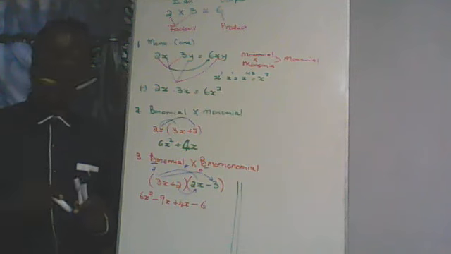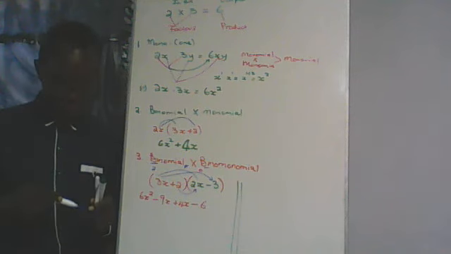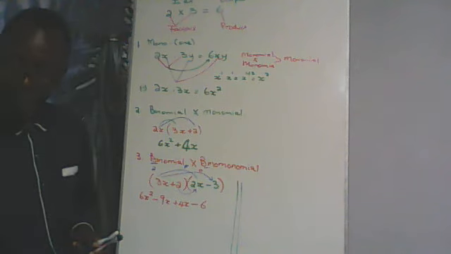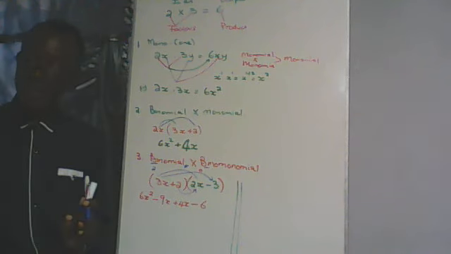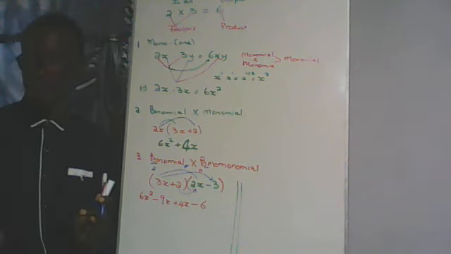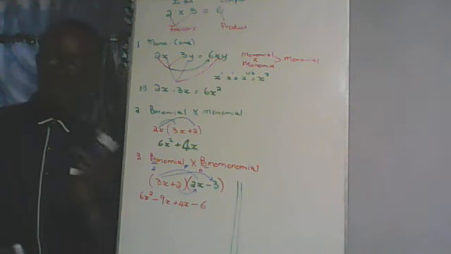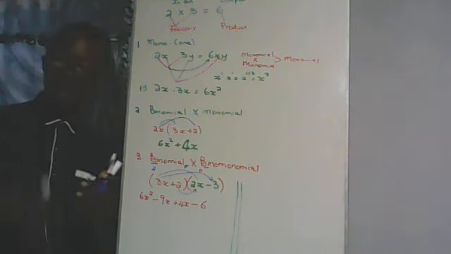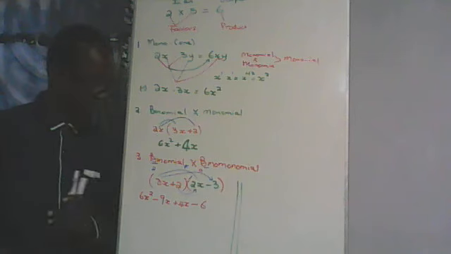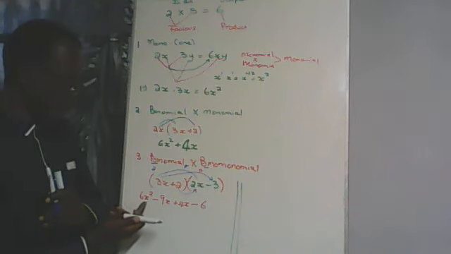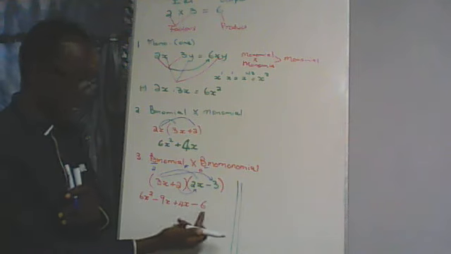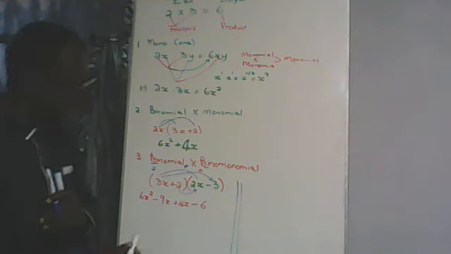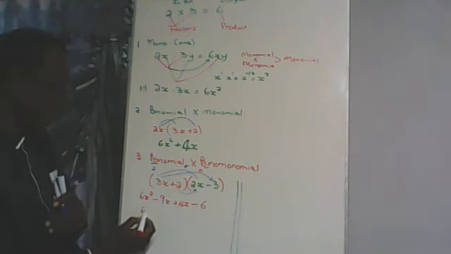Now, after getting rid of the brackets, guys, what do we do? The next step is to collect like terms. Apples to apples, peaches to peaches, bananas to bananas. You see? So, x squared. We have 6x squared. Is there any other x squared here? Nope. Then we write it as it is.